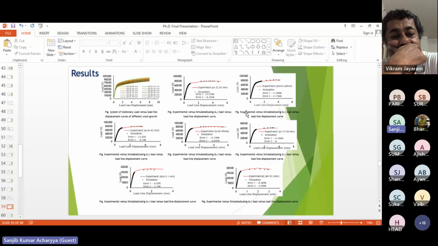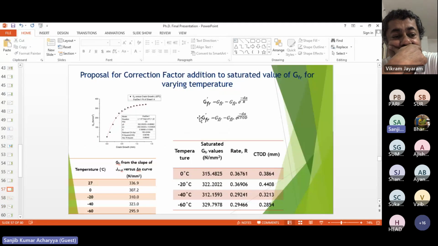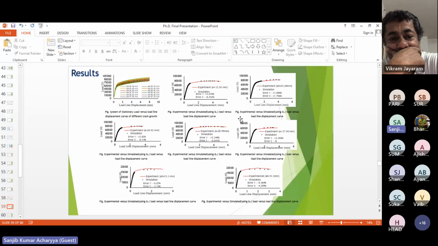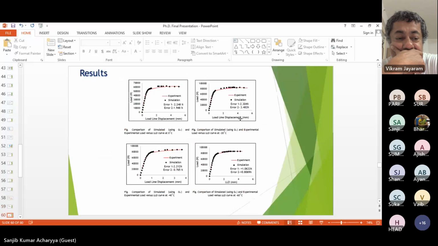Now, instead of a single value of GFR, we are using this definition of GFR, where at a shorter crack length we have to supply the CTOD data. Based on this, we reverse simulated and predicted the load versus LLD curve for different specimens at different temperatures. These are at different low temperatures, up to -60, because in our idea, the validity of GFR is only up to -60. Beyond that, there will be more or less complete brittle failure.